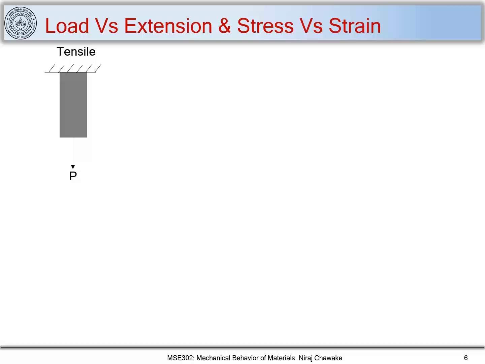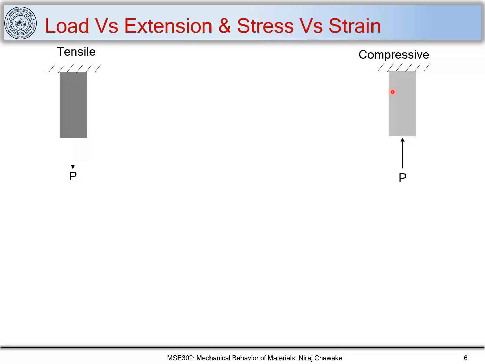So I have a material which is hinged at one end. So this is a tensile loading. I may have another type of loading where I just put a load in a reverse way and the material will experience a compressive stress.